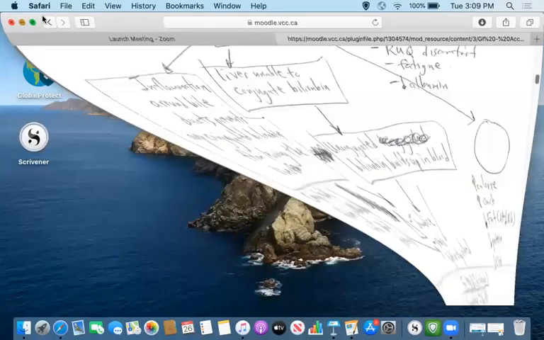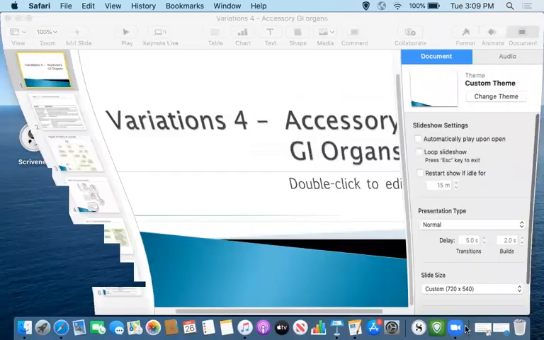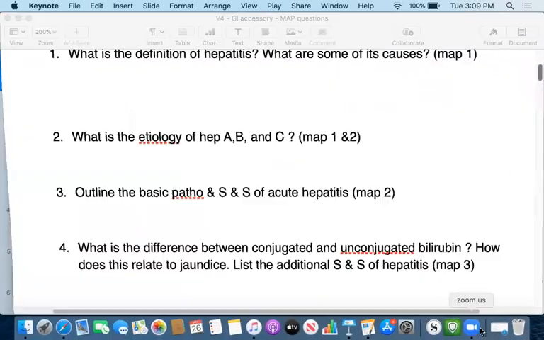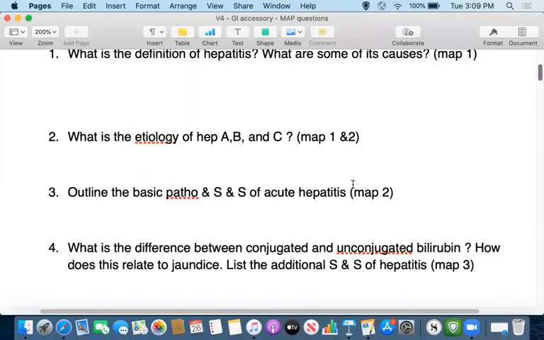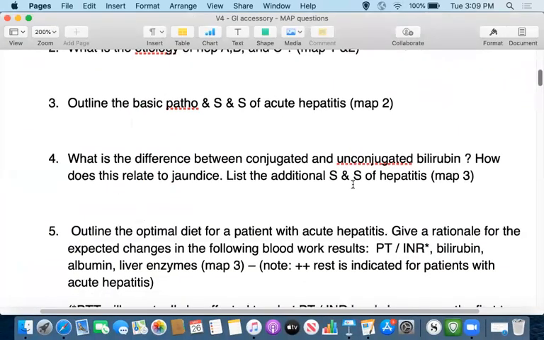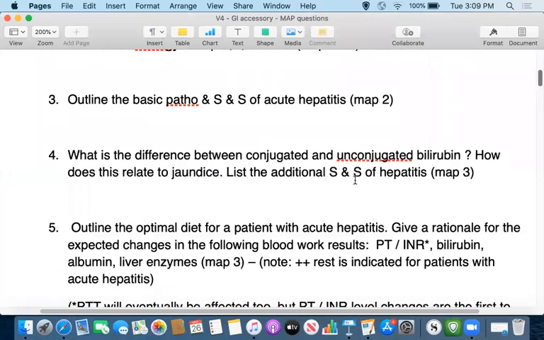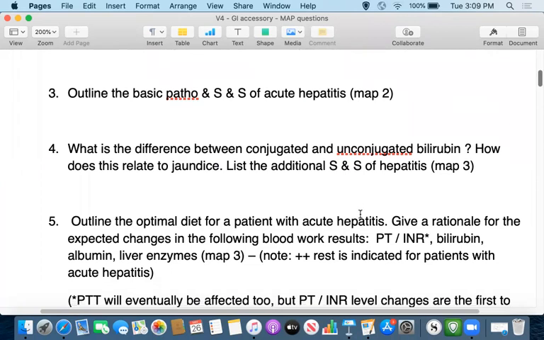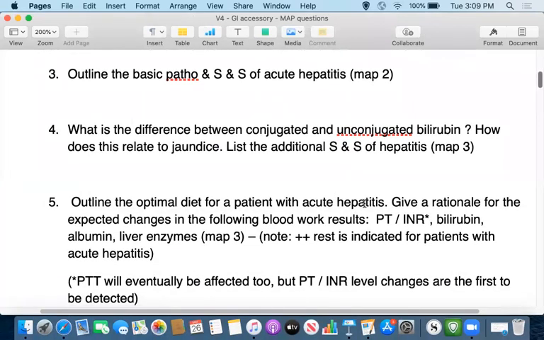I believe that brings us to question number 5, which is asking us to look at the optimal diet. I think we've actually covered this one. The diet we just talked about, PT/INR, bilirubin, plus rest. Okay.